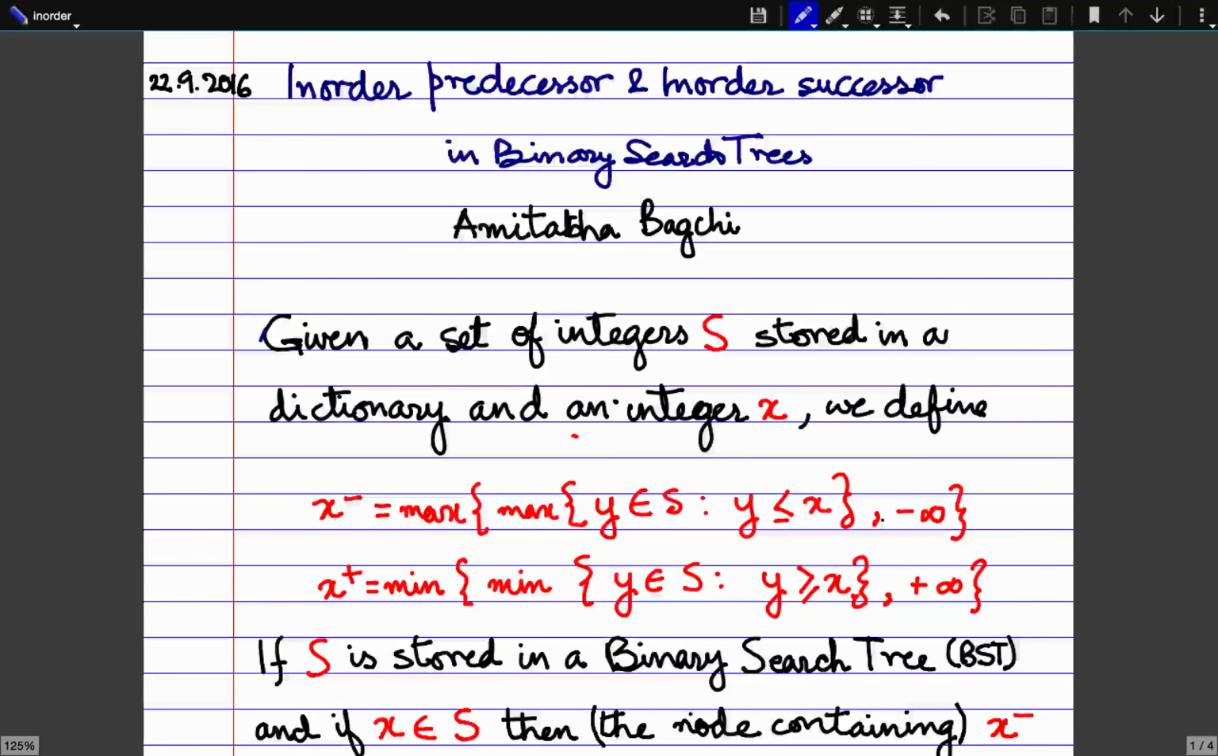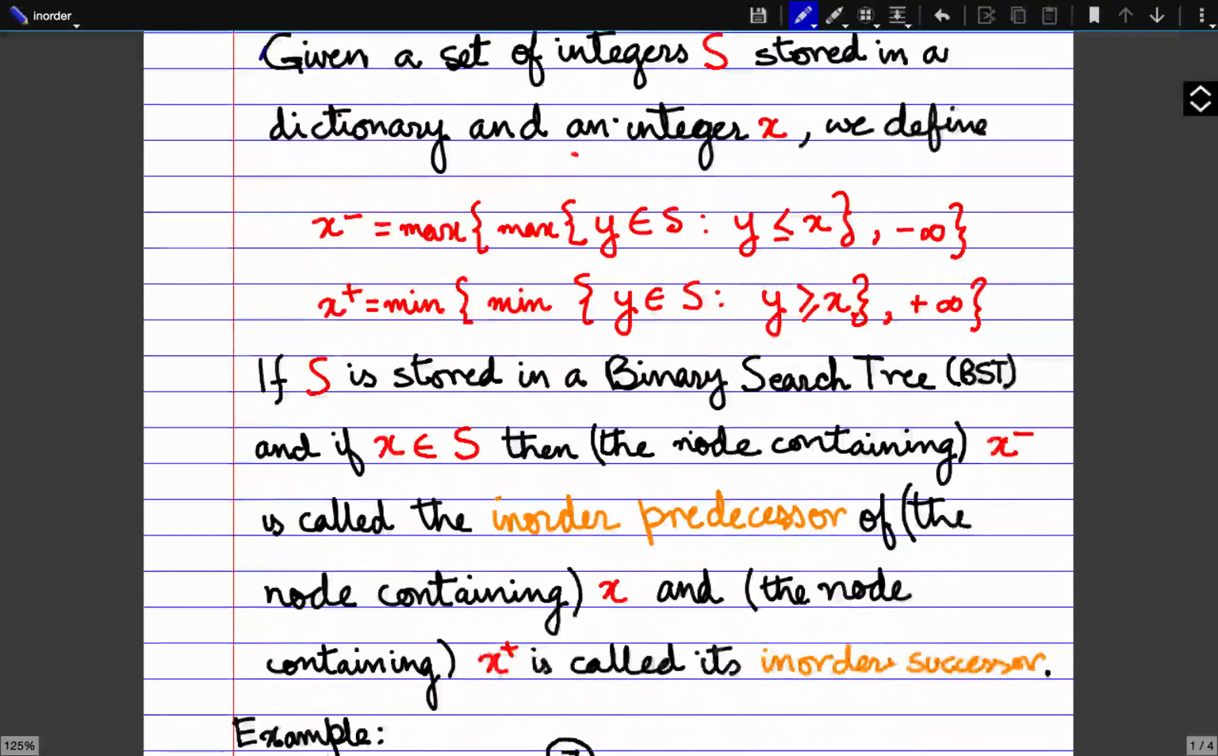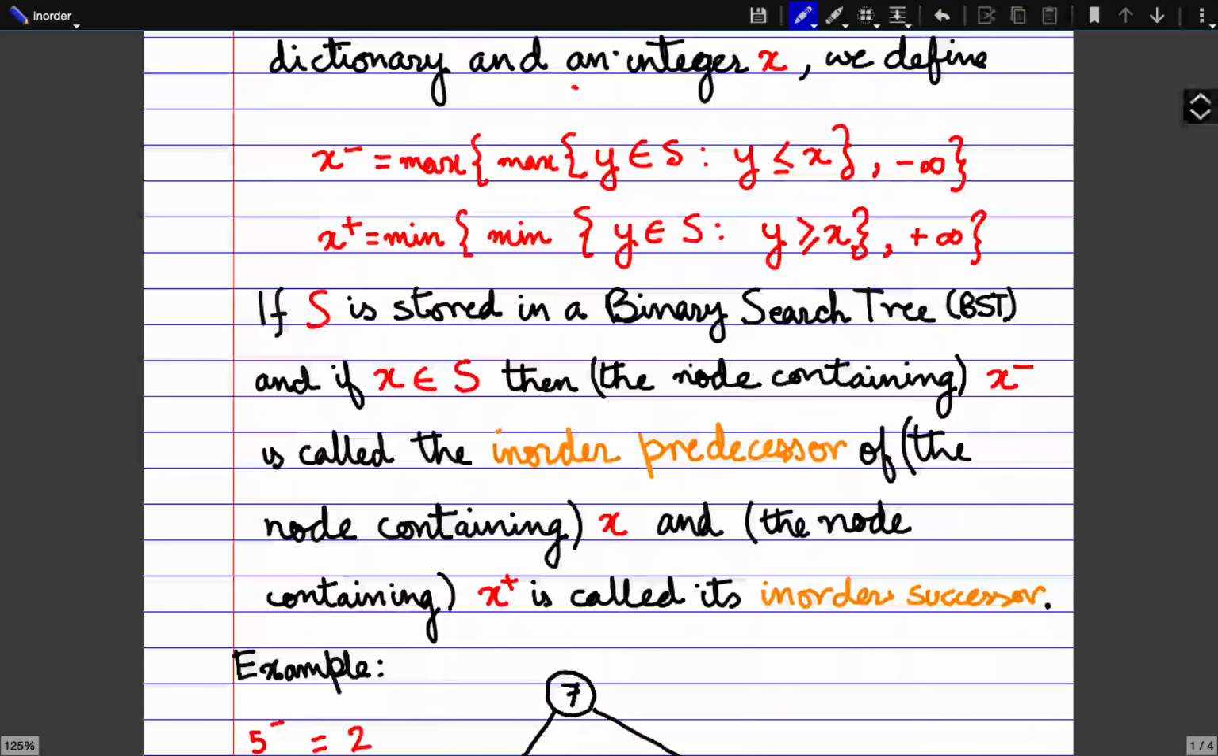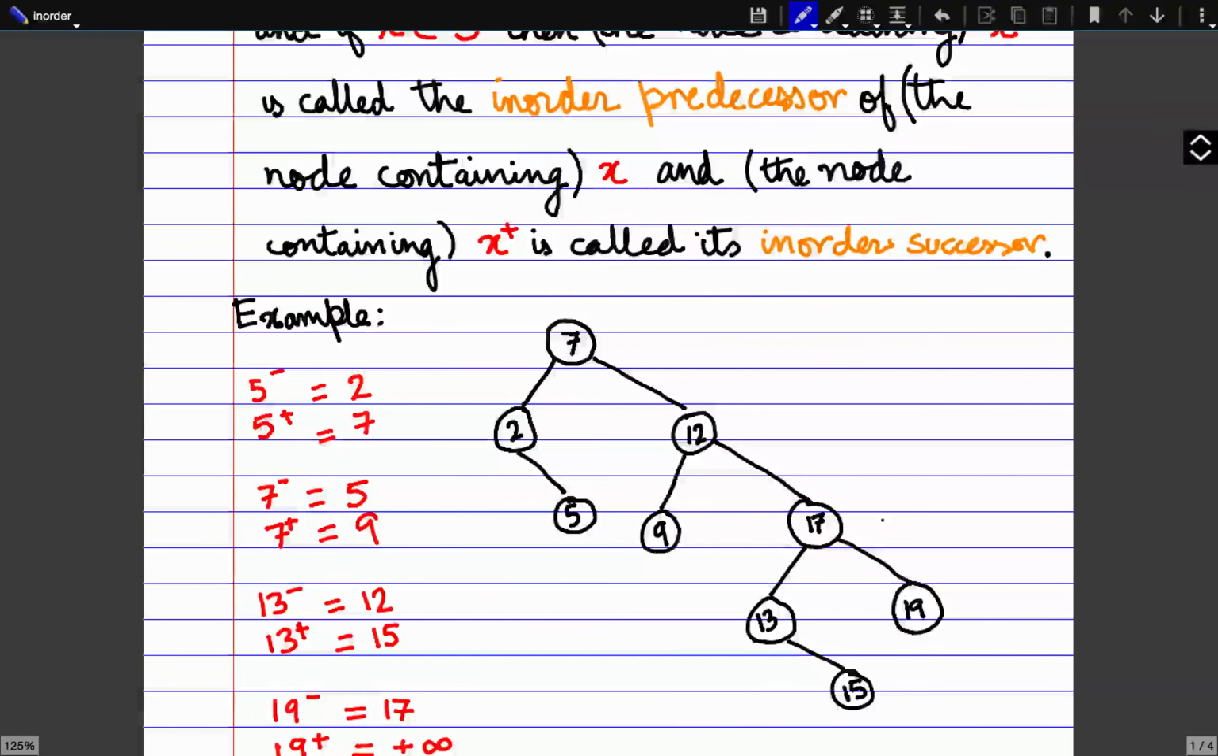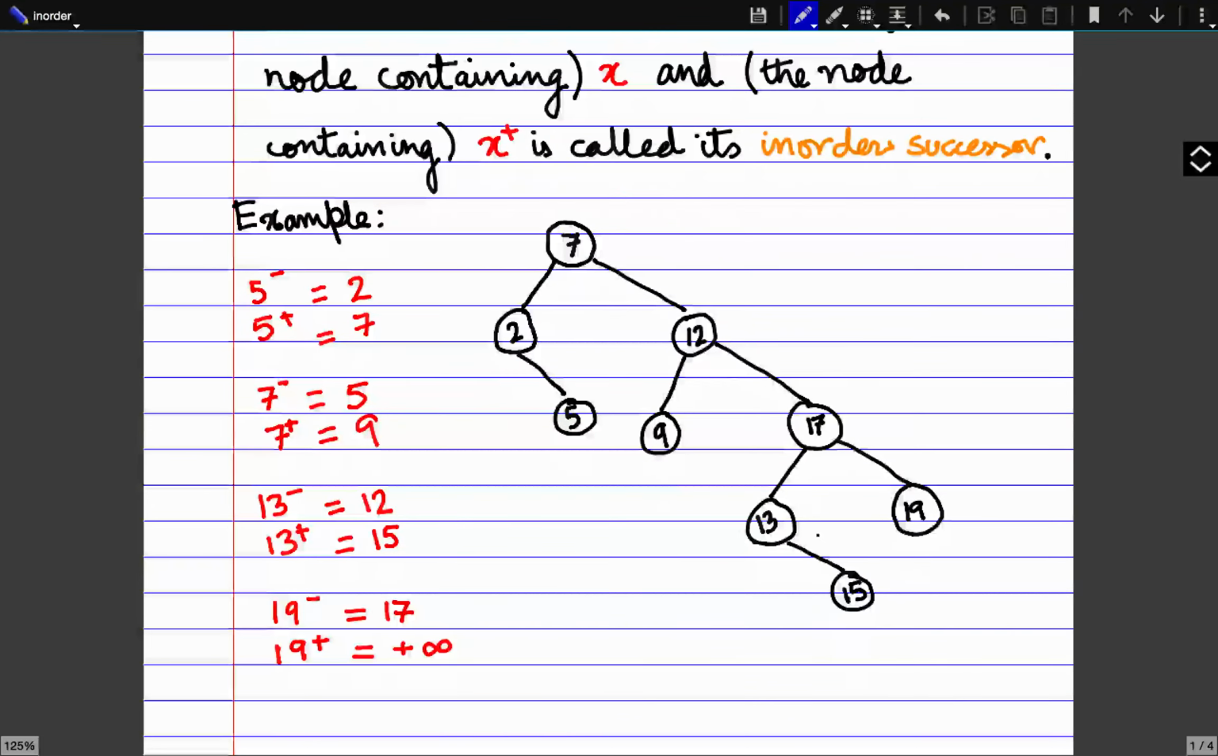minus infinity, and similarly x plus is the smallest value in the set which is larger than x itself, or plus infinity if no such value exists. If S is stored in a binary search tree and if x is in S, then the node containing x minus is called the in-order predecessor of the node containing x, and the node containing x plus is called its in-order successor. The reason for that is that in an in-order traversal of a binary search tree, this x plus would come after x and x minus would come right before x.